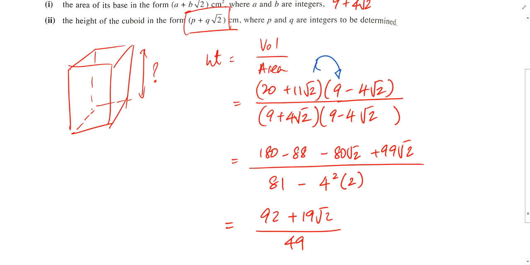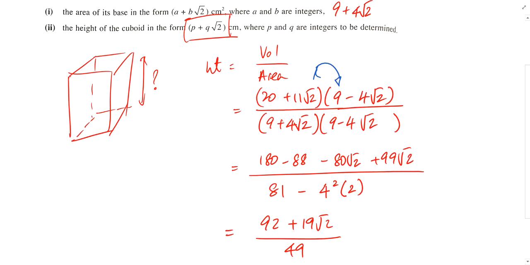Oh, yeah, it's not the same as their final answer, right? Because they wanted a constant plus another constant root 2. So right now I have a fraction like this. So in order to make them the same, 92 over 49 plus 19 over 49 root 2. Is this the correct answer now?